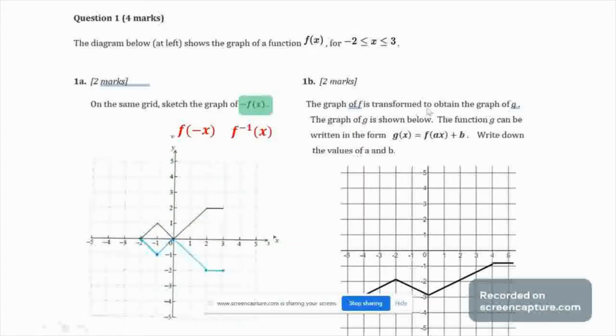All right, 1b. Here we have, let's see, it says the graph of f, so again, this original function is transformed to obtain a new function g, and the rule is given to us here. G of x equals this. So we can see two things are done to the f function to create the g function. What are these two things? Okay, first of all, whenever you see the function plus or minus a number, that tells us it's a vertical translation, right? It has either gone up or down some units.